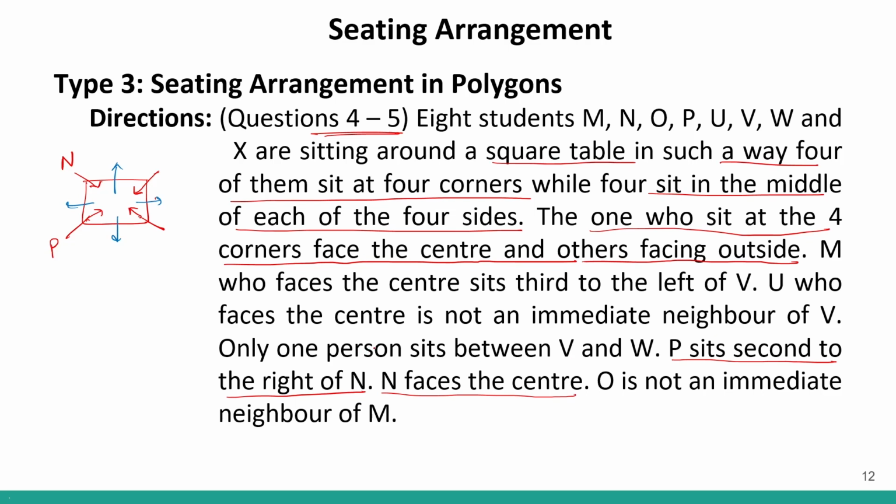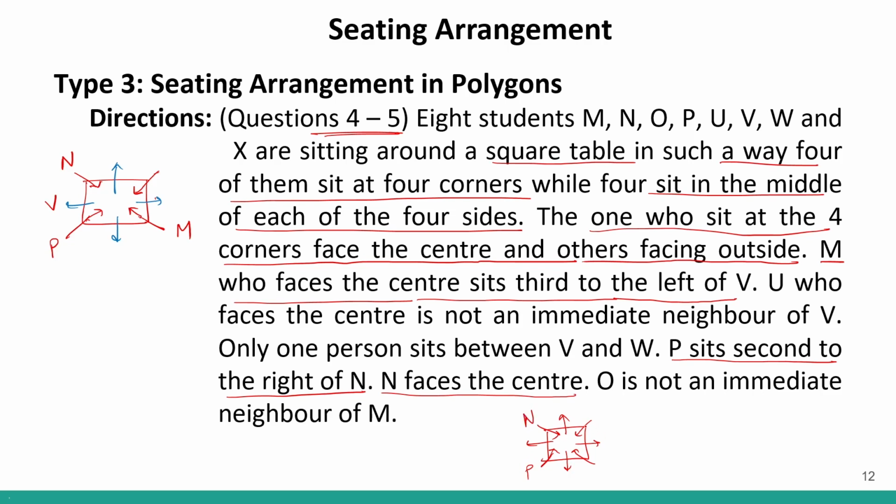Now, let us start from the top. M, who faces the center. So, M also faces the center, sits third to the left of V. So, M faces center, let's say. Third to the left means V will come over here. Correct? Or the other possibility is, we have to take both the possibilities. These are facing inside and the ones sitting at the edge are facing outside. So over here we have P, N.